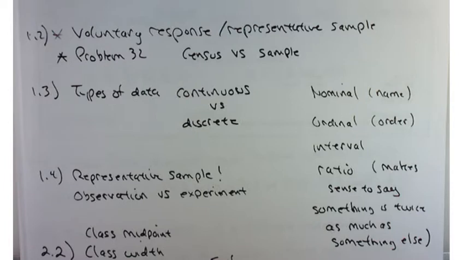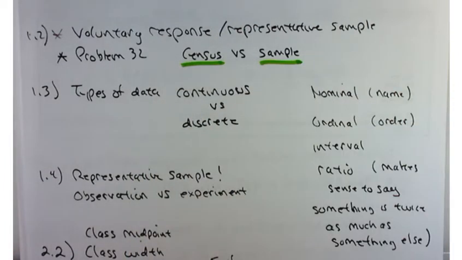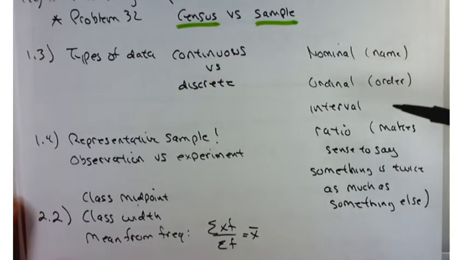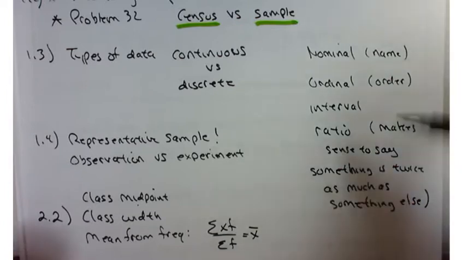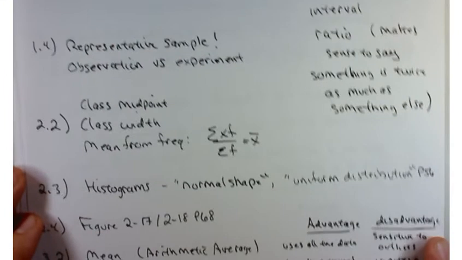Also be aware of the difference between the census and a sample. Census means you're polling or finding data from everybody in your population. A sample means it's just a subset. It can be a really good subset, but it's still a subset, so it's not a census. We looked at different types of data: nominal, ordinal, interval, and ratio. Ratio was something that had a 0, so it would make sense to talk about something being twice as much.